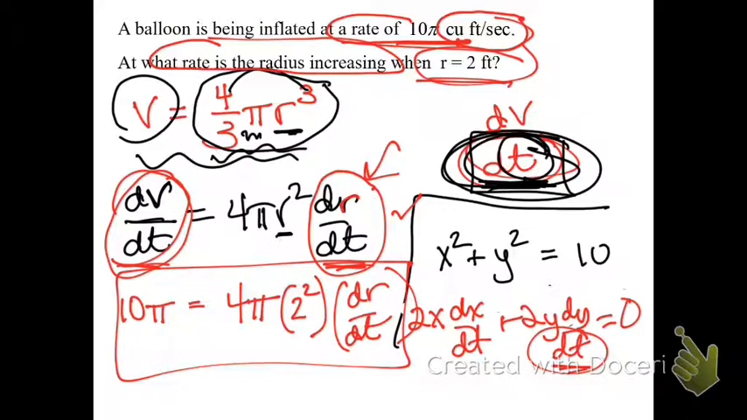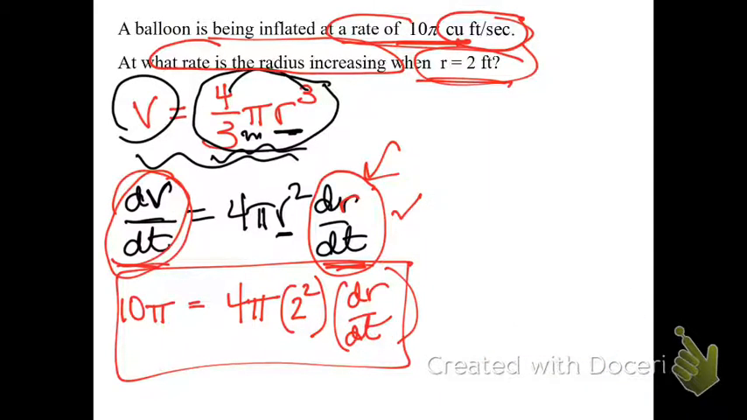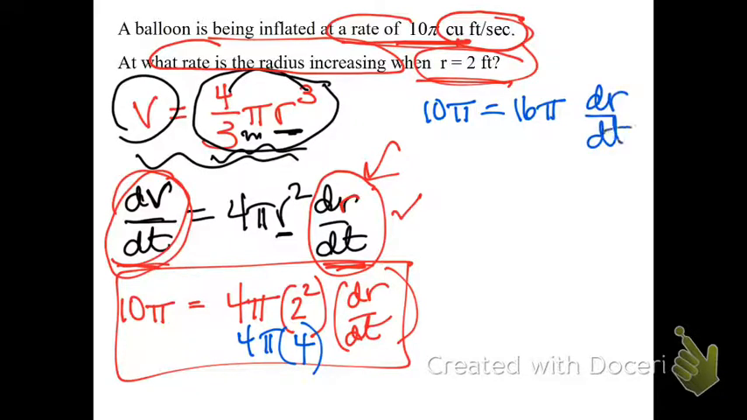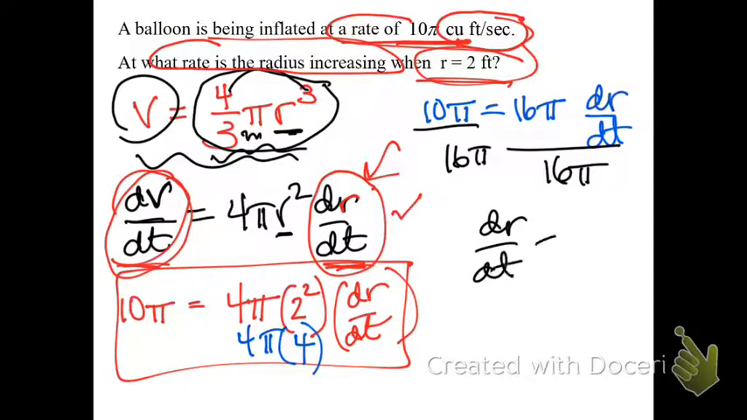Hold on. Okay, so to continue, we have a 10 pi on the left. On the right, I have a 4 times a 4 pi. So that's 16 pi dr dt. Just get the dr dt by itself. Divide by 16 pi on both sides. And dr dt equals, the pi's cancel, simplify 10/16 and you'd get 5/8.